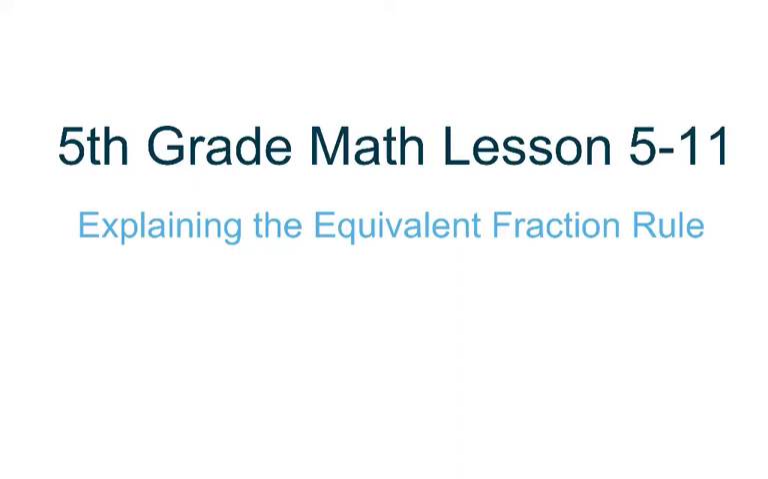In lesson 511, we're learning to explain the equivalent fractions rule. You'll need your whiteboard marker, and of course your math journal. On your whiteboard, please write 3 equivalent fractions for 1/4 and 3 equivalent fractions for 2/3. So remember, whatever you do to the bottom, you have to do to the top. So 3 fractions for each. Go ahead and pause your video while you work this one out.